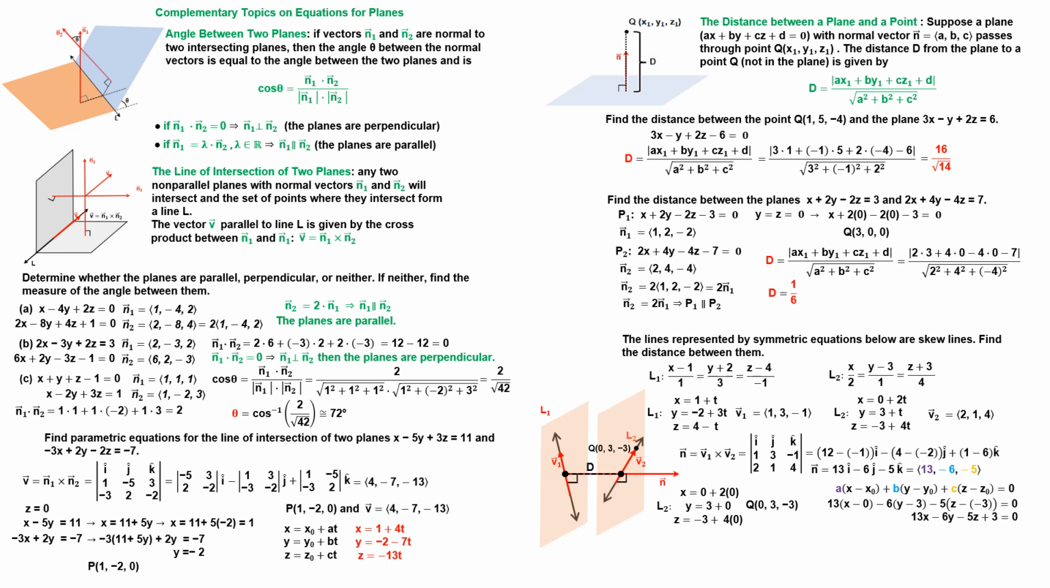Now we need a point in plane 1. Since line 1 lies in plane 1, we can find a point in plane 1 by finding a point on line 1. If we put t equals 0 in the equations of line 1, we get the point P on line 1. So the distance between line 1 and line 2 is the same as the distance from point P to plane 2.